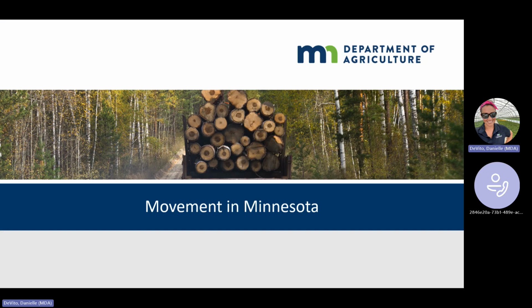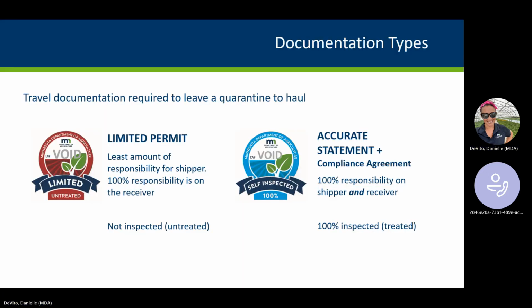Now let's discuss the movement in Minnesota. There are two documents with which to travel out of a quarantine. A limited permit has the least responsibility associated with it. The receiver accepts all responsibility. Saw bolts, pulpwood, or bark for fuel must be accompanied by a limited permit when leaving the spongy moth quarantined areas. Accurate statements are used when you have a compliance agreement, and the receiver also has a compliance agreement.